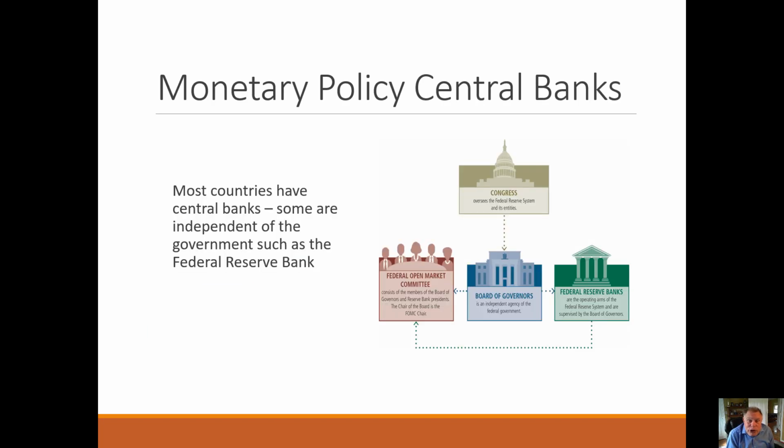Monetary policy is generally done by central banks. Most countries have them, and in the United States, it's the Federal Reserve Bank. Congress oversees the Federal Reserve and its entities. The president appoints members, but there's the Board of Governors, an independent agency of the federal government. They do not report to the president. They then have the local Federal Reserve banks, and then they have the Open Market Committee. The Board of Governors is what drives the monetary policy of the United States.